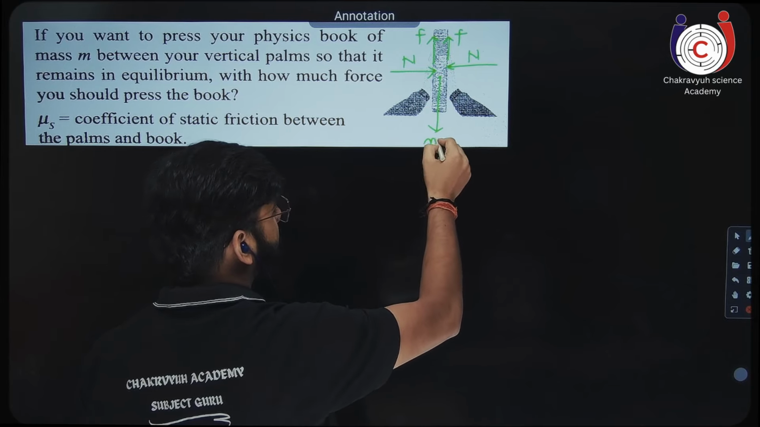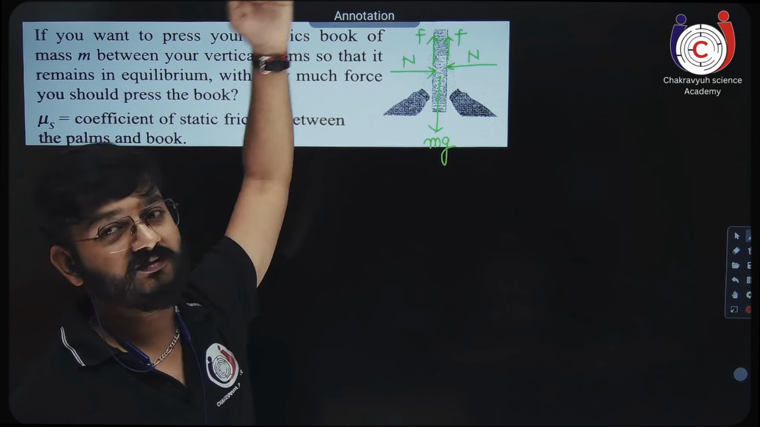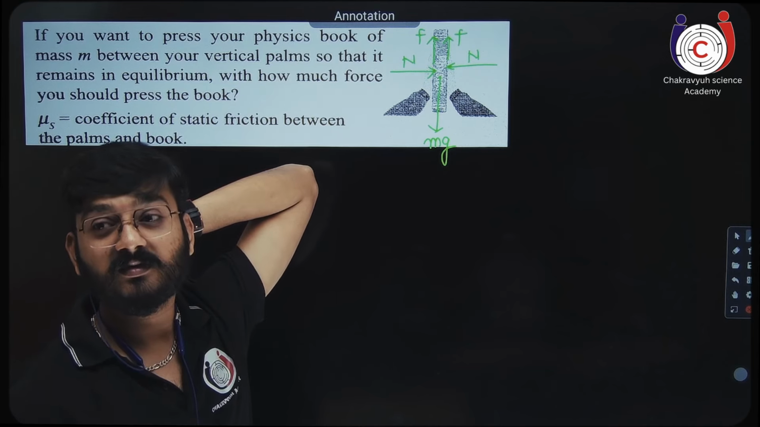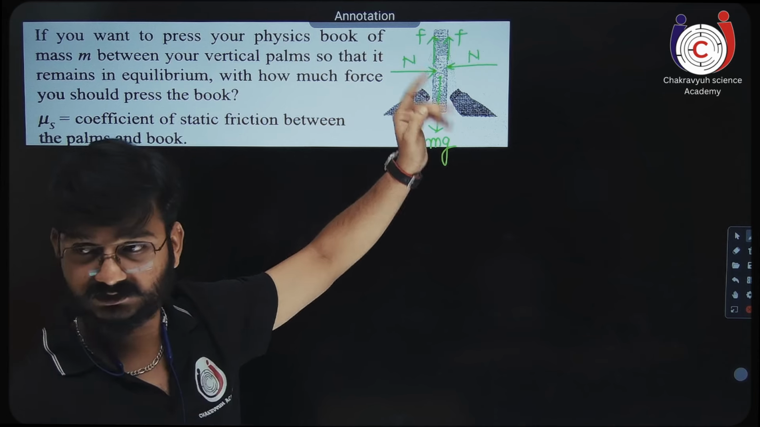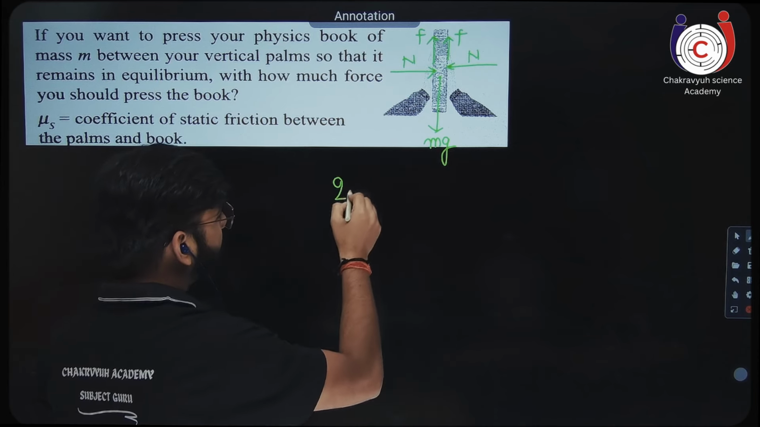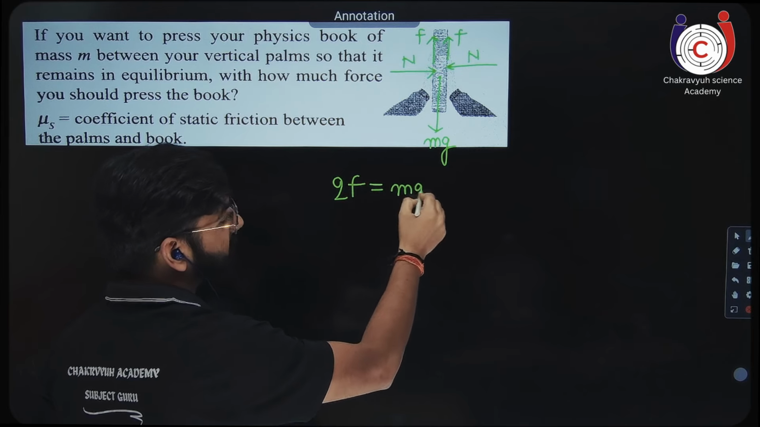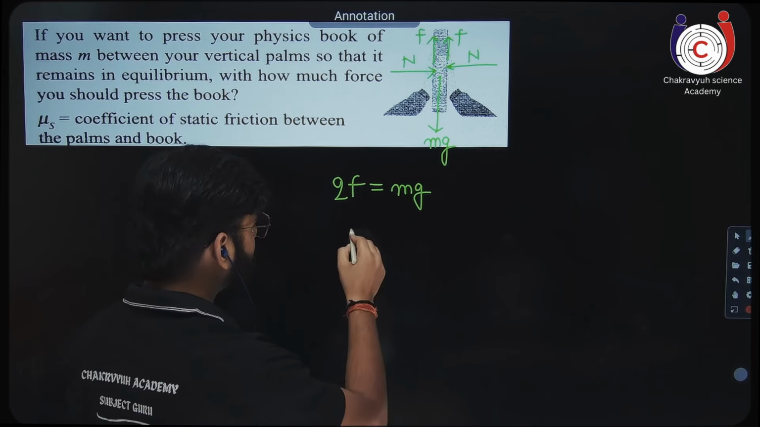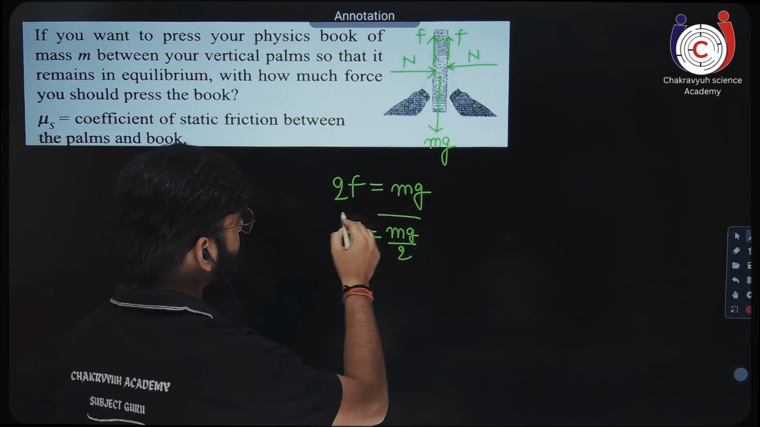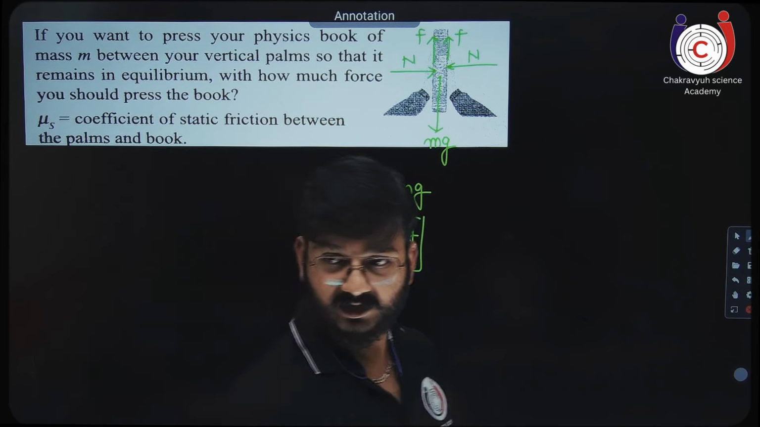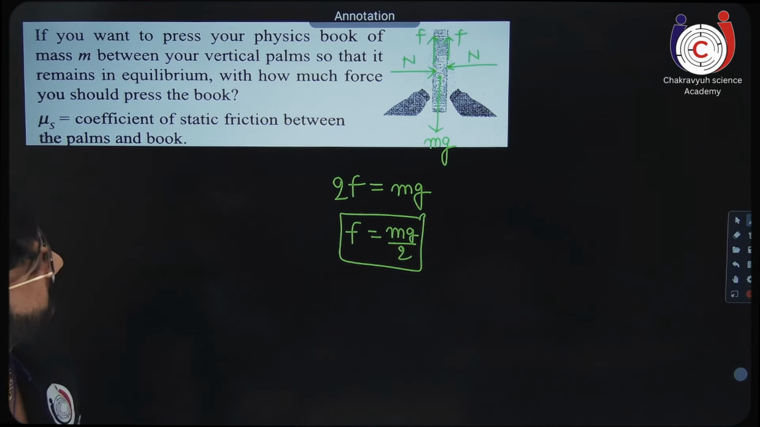Weight will be acting in the downward direction. So is the book moving in the horizontal direction or vertical? Vertical, right? You don't have to worry about horizontal forces. So if the book is balanced, 2F will be equal to how much? Mg. F will be equal to how much? Mg by 2. All clear? Any doubt in this? No doubt till here. You guys have not copied the question.